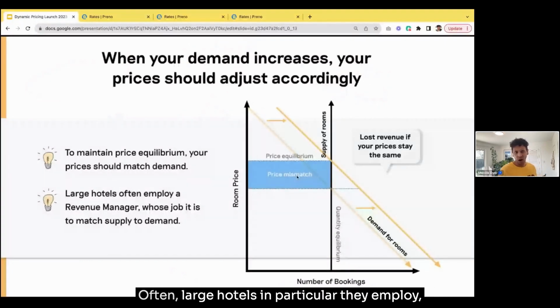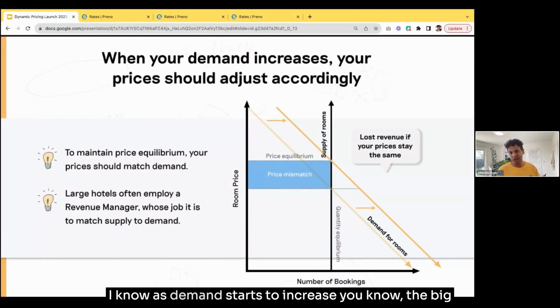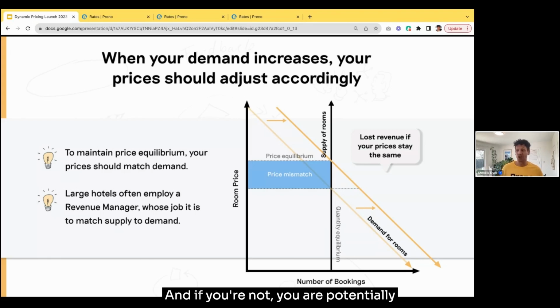Often large hotels in particular employ what they call revenue managers, and their whole job is to watch this like a hawk and adjust the prices. As demand starts to increase, the big guys are all flexing their pricing to match that demand. And if you're not, you are potentially missing out on a lot of revenue.